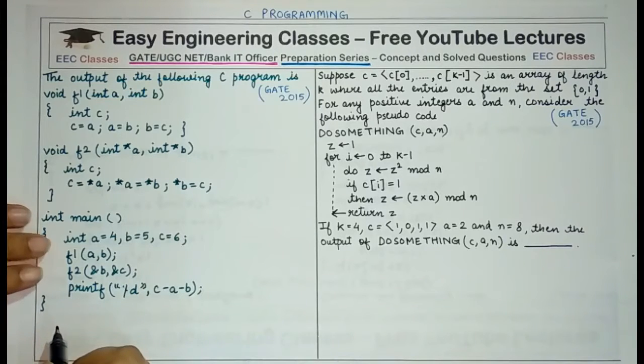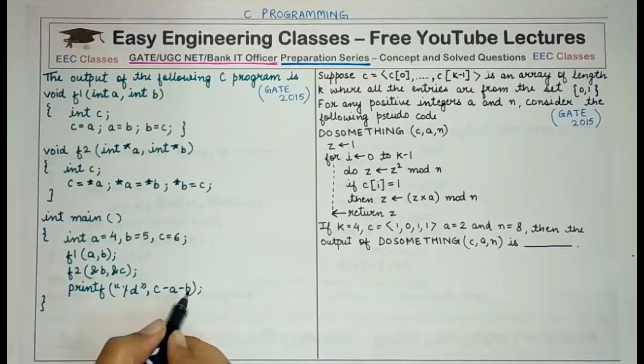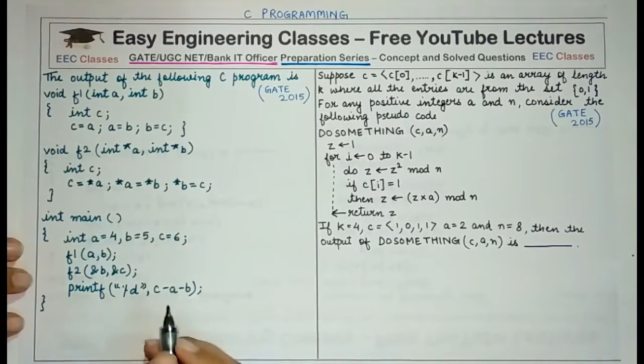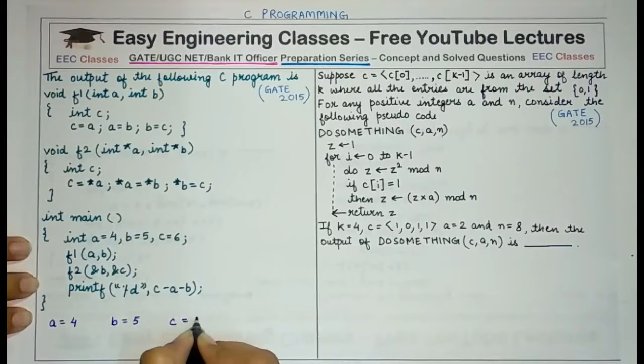That means the parameters are passed by reference in this case. And in f1, the call is by value. The last statement is printf c minus a minus b. So initially in the main, the value of a is 4, the value of b is 5 and the value of c is 6.